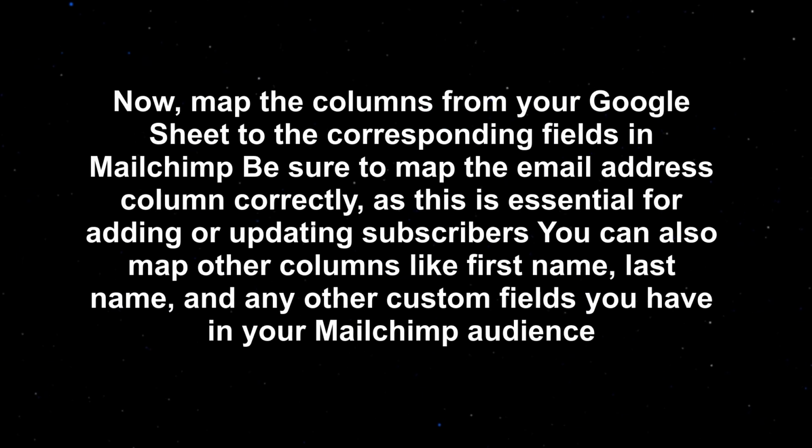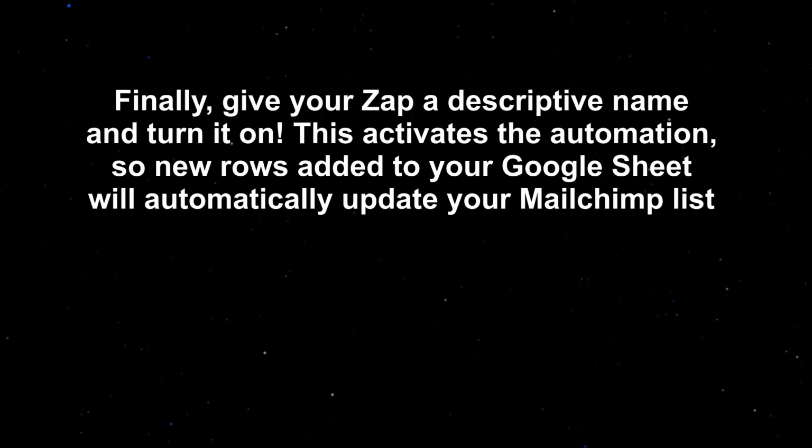Now, map the columns from your Google Sheet to the corresponding fields in Mailchimp. Be sure to map the email address column correctly, as this is essential for adding or updating subscribers. You can also map other columns like first name, last name, and any other custom fields you have in your Mailchimp audience. Finally, give your Zap a descriptive name and turn it on.